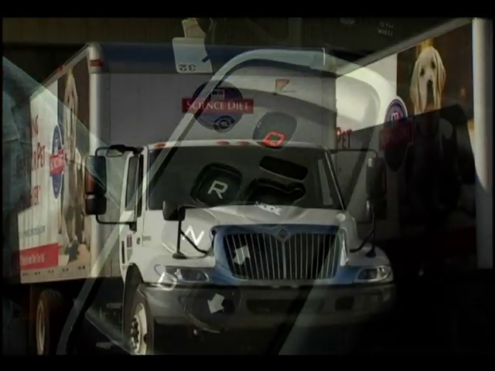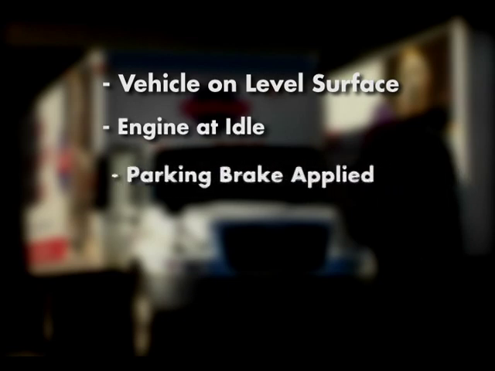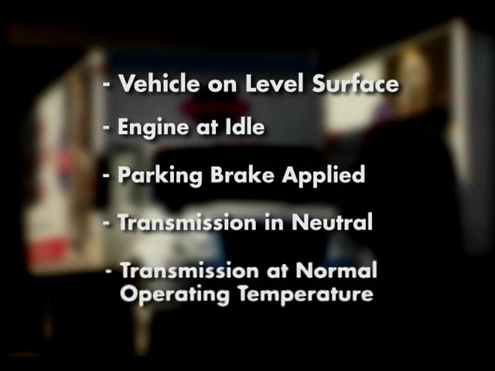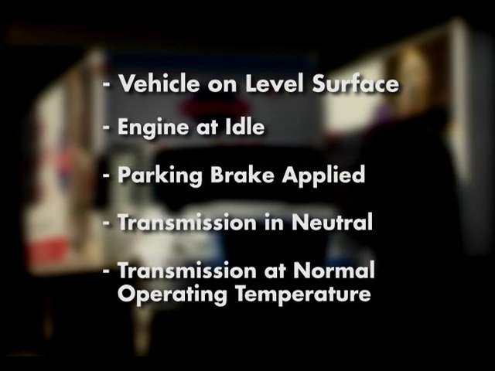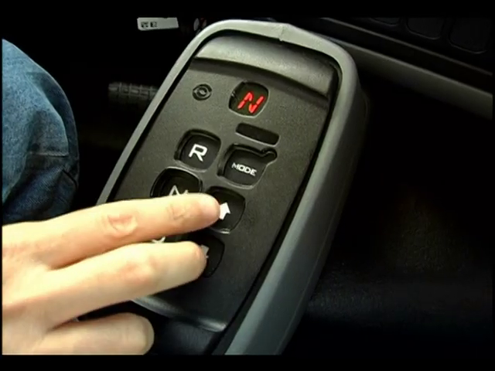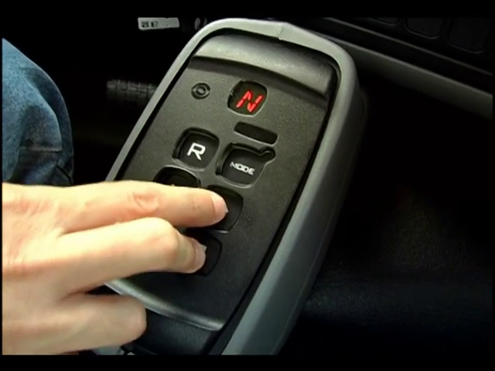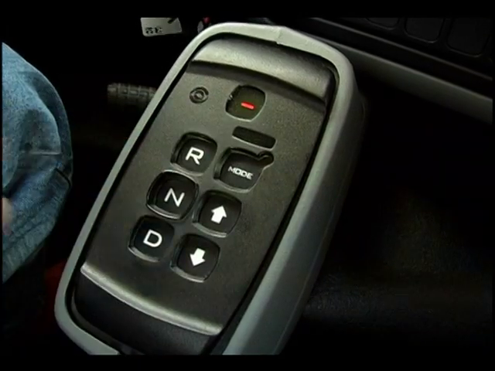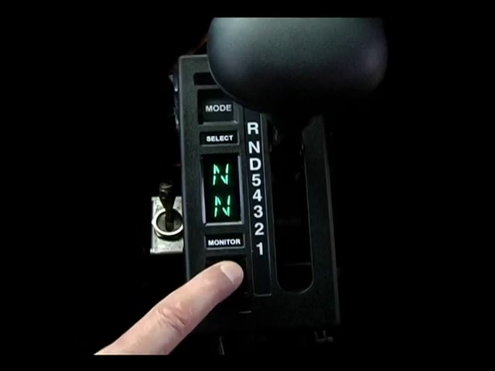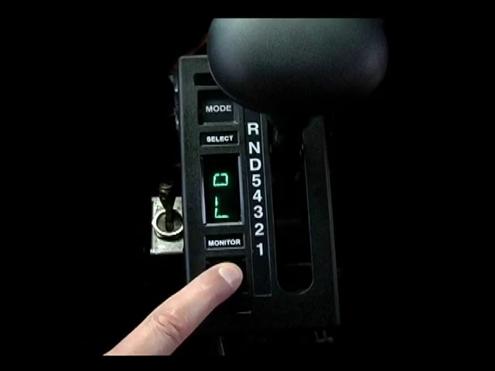Again, the vehicle must be parked on a level surface, engine at idle, parking brake applied, with the transmission in neutral, and the transmission must be within the normal operating temperature range. On push-button selectors, push the up-down arrow buttons simultaneously once. On lever selectors, push the display mode button once.